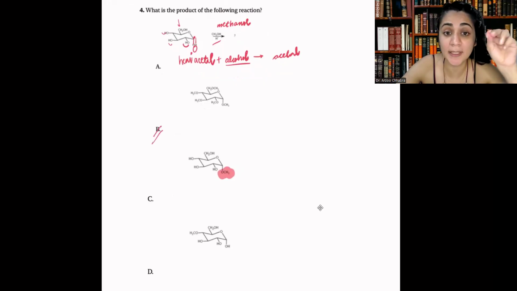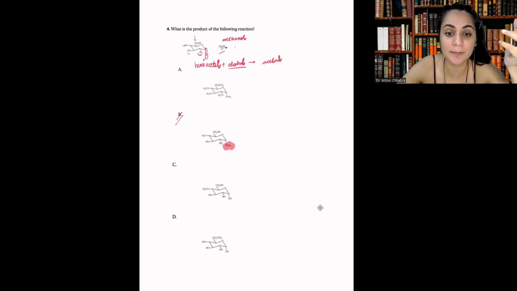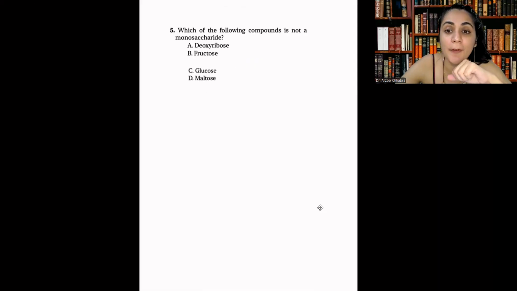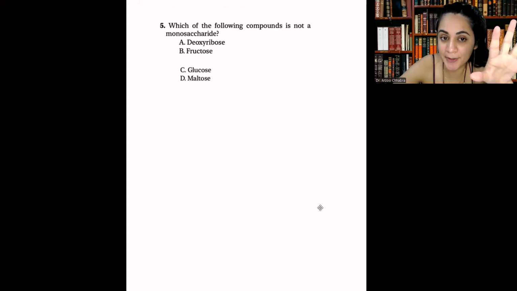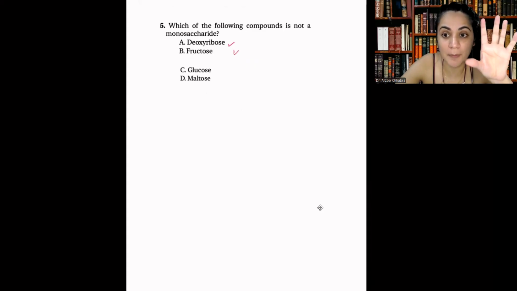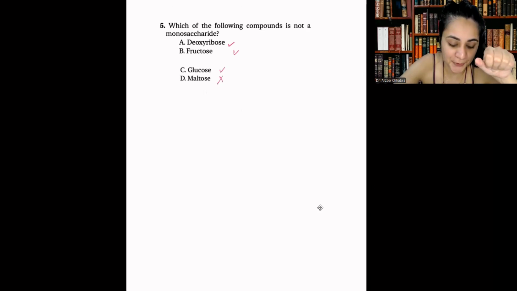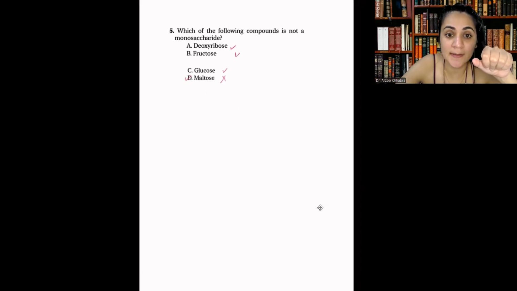So then option B is the correct answer for this problem. Which of the following compounds is not a monosaccharide? If you think about it, deoxyribose is a sugar present in DNA. Fructose is also a monosaccharide, meaning one cyclic chain of carbohydrate. And so is glucose. However, maltose is not. So option D is the correct answer.